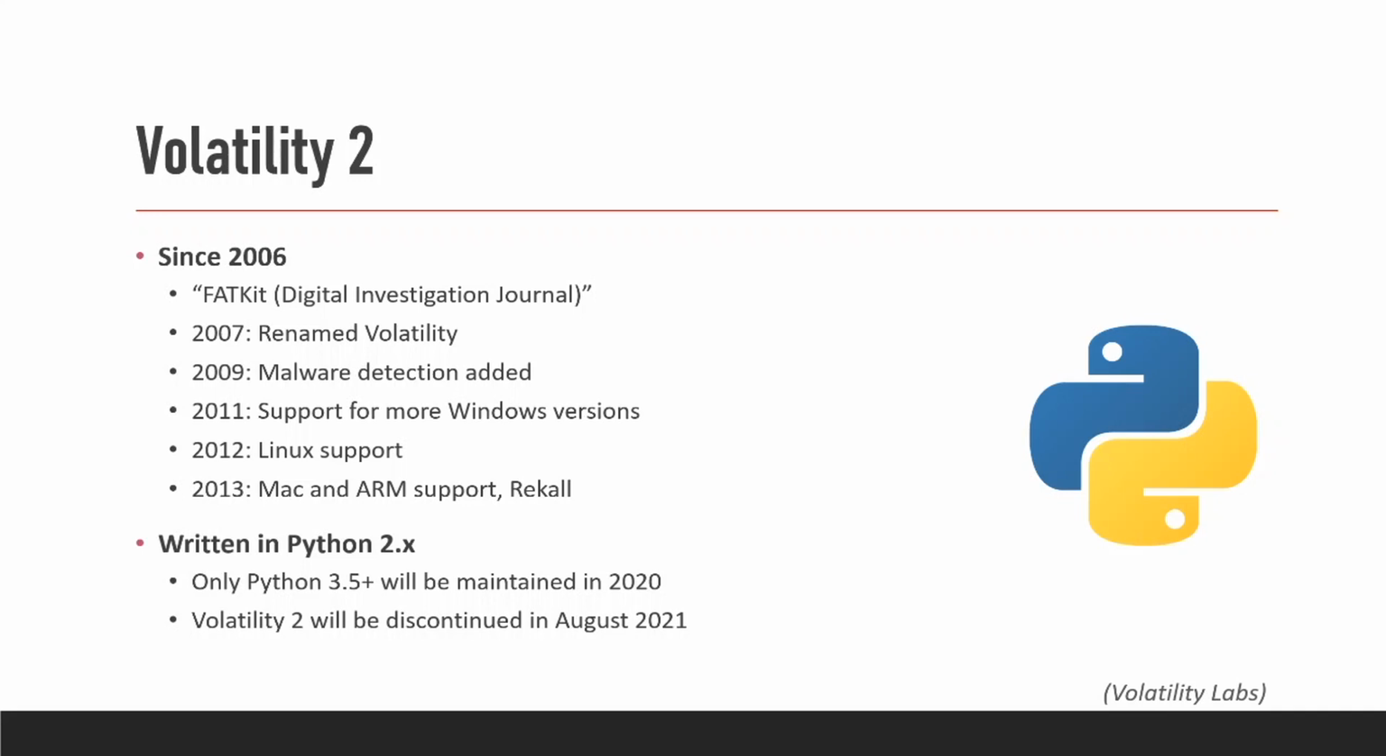Python 2 won't be maintained past 2020. The Volatility Foundation plans to release the official version of Volatility 3 in August 2020, and after that, Volatility 2 will only receive plugin and operating system support updates. Volatility 2 development and support will end in August 2021. Only development of Volatility 3 will happen after that.